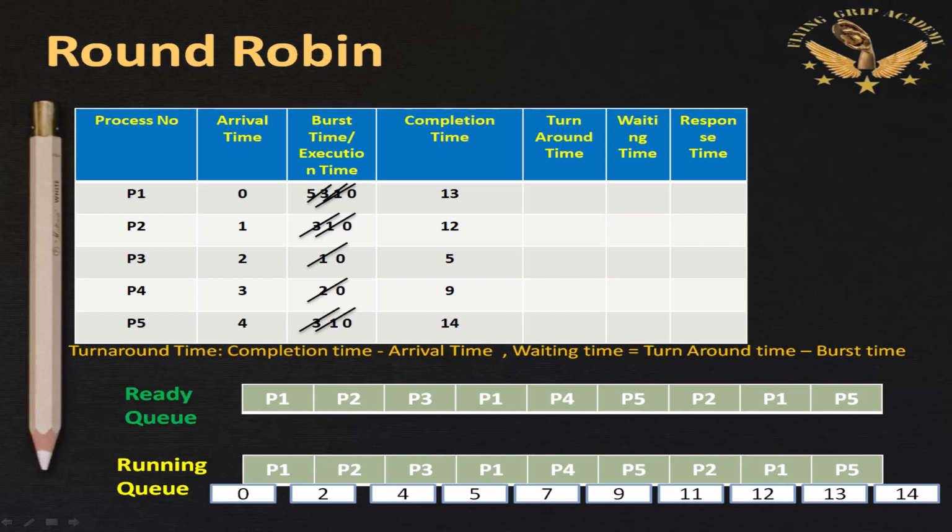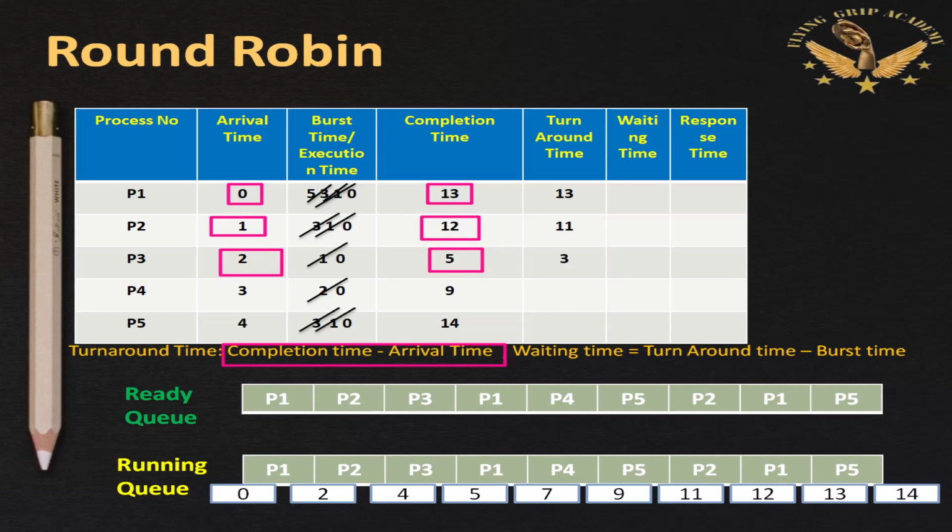Next, turnaround time. We calculate turnaround time as completion time minus arrival time. So 13 minus 0 which is 13. Next 12 minus 1 which is 11. Next 5 minus 2 which is 3. Next 9 minus 3 which is 6. Next 14 minus 4 which is 10.